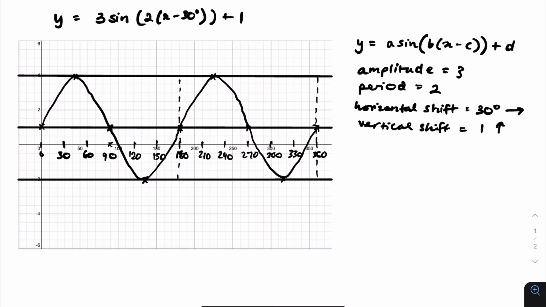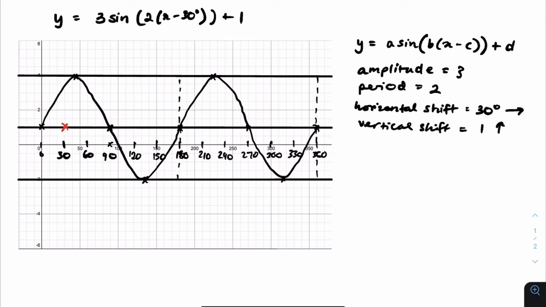Because we've done all the other transformations except for the horizontal shift. And that one's just moving the points by 30 degrees. We're moving them 30 degrees to the right though. Which means that, for example, our 0 here at 0 degrees is actually going to be at 30 degrees instead. So we can move it over here instead.